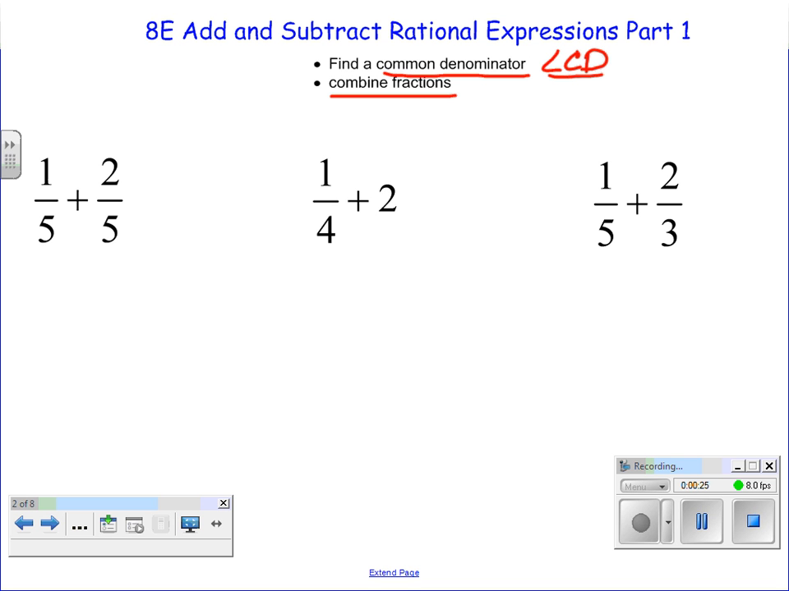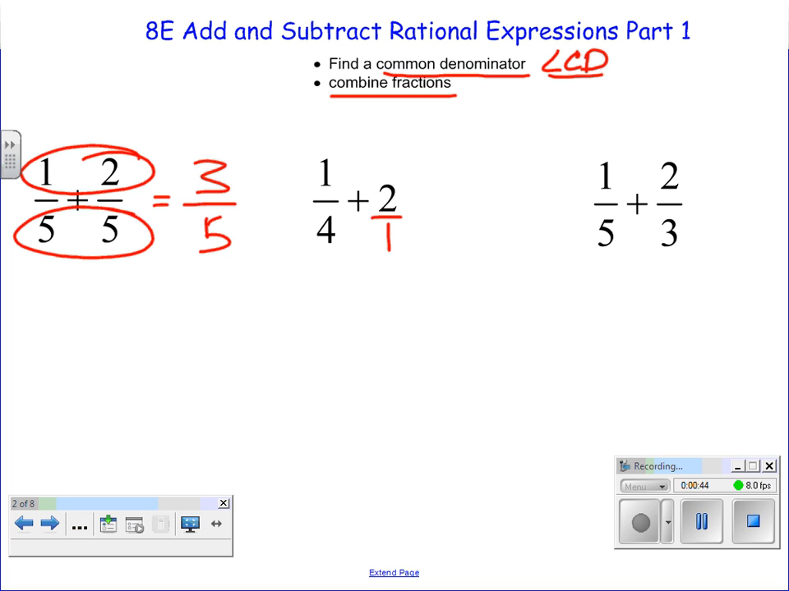So let's just start with plain old fraction numbers, and then we'll work our way into polynomials because the same thing applies here. Notice that both of these have a common denominator of 5, so you simply keep that on the bottom, and you simply add together the top, and we get 3/5. Looks good. Okay. Now looking at this one here, what we have to do is change the 2, and put it over 1 and change it into a fraction.